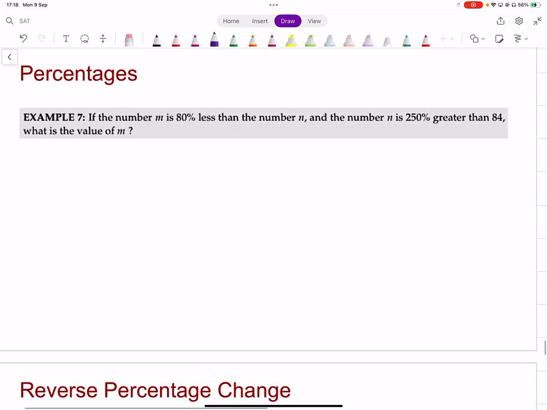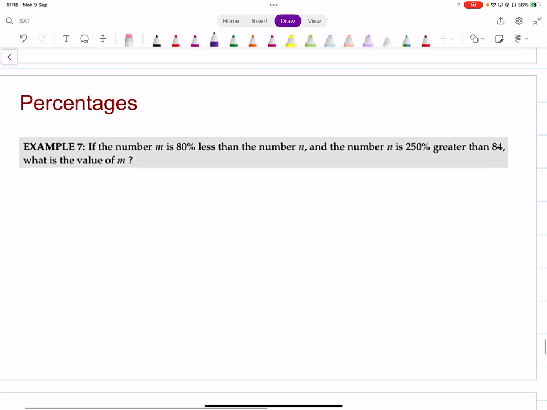Okay. If the number M is 80% less than number N, and the number N is 250% greater than 84, what's the value of M? Now, sometimes they use such large percentages, it becomes quite confusing. So make sure that you're using the logic correctly. M is 80% less than N, and N is 250% greater than 84. How do you find M?